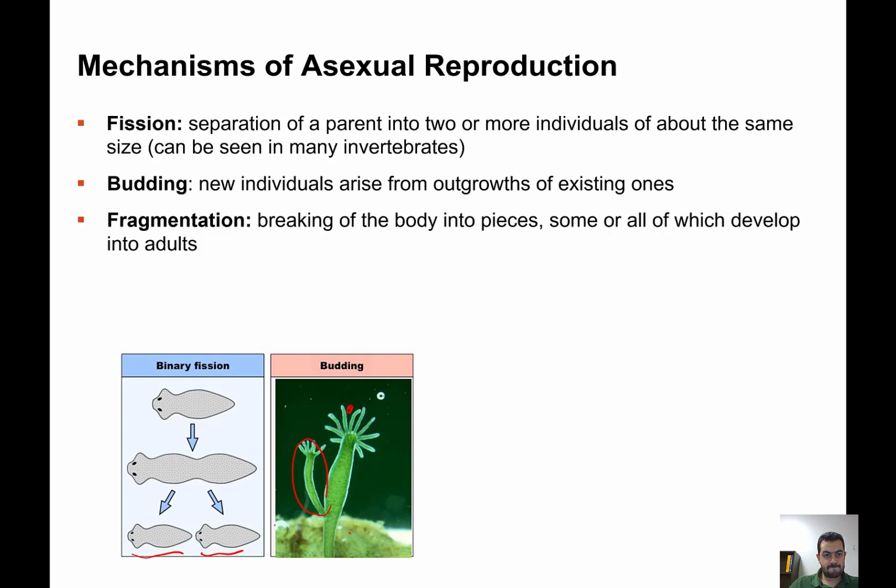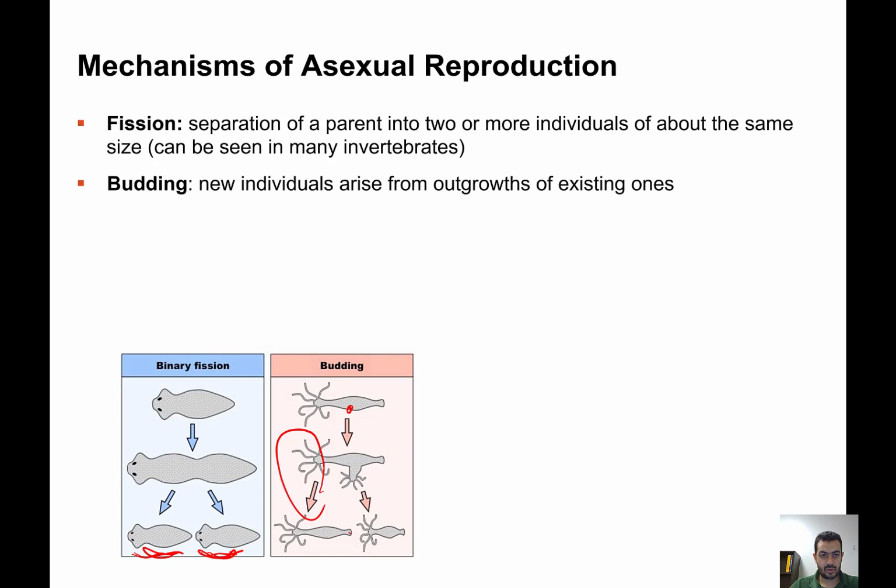And what we can say about budding and binary fission is that one difference is that here we have two individuals that are more or less of the same size, but in budding usually the bud is smaller than the other individual.